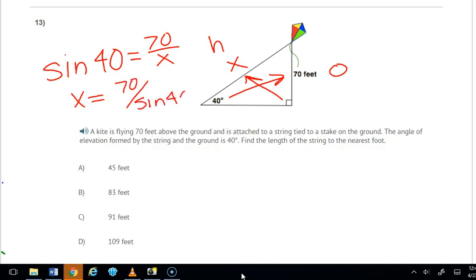And make sure again that your calculator is in degree mode. You want to make sure you do this before you even get started on the EOC. Make sure your calculator is in degree mode. And the answer when we do this in our calculator is 109 feet.